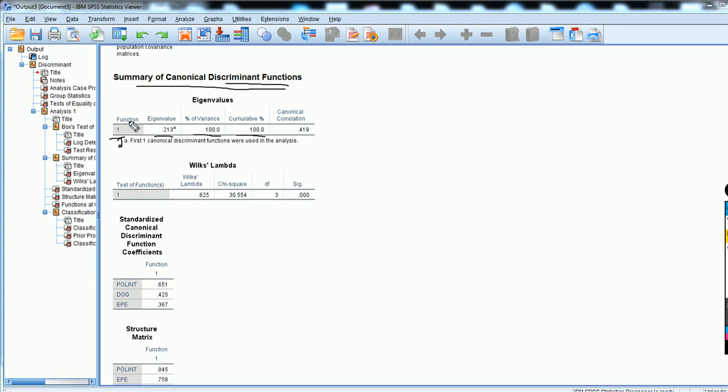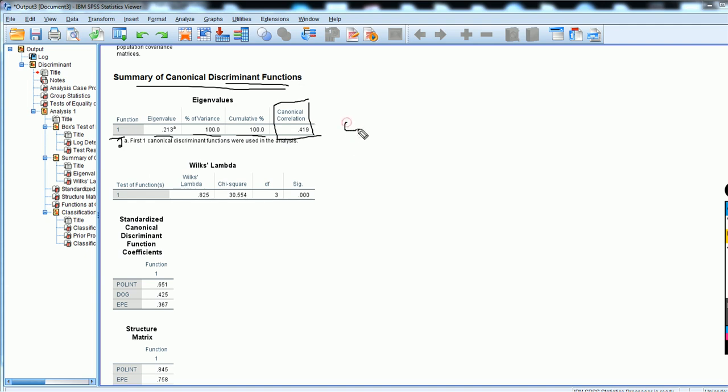So in this case, because we only have a single function, 100% of the between groups variation is accounted for, and the cumulative percentage is also 100%. The canonical correlation is essentially a correlational index of the relationship between the discriminant function and our grouping variable.